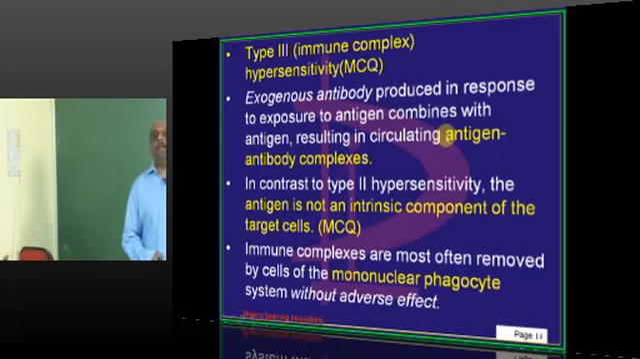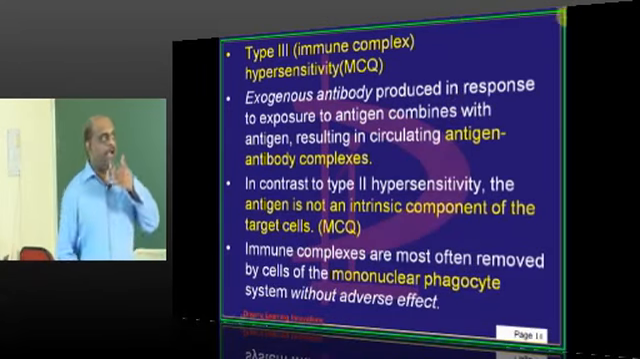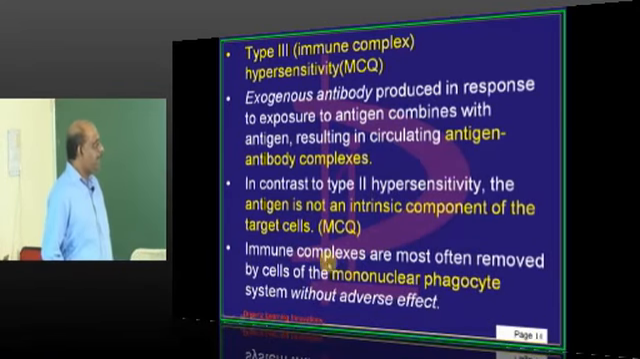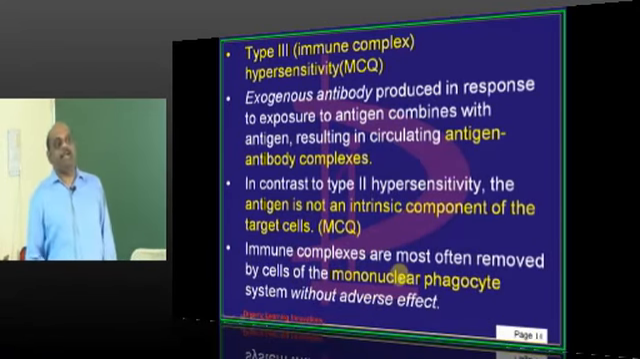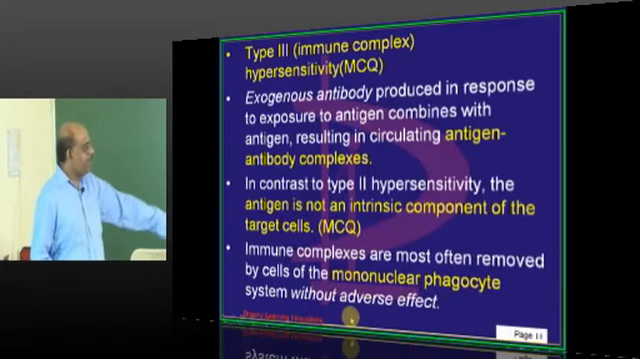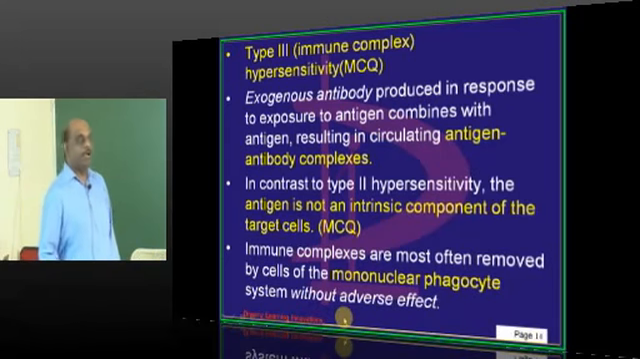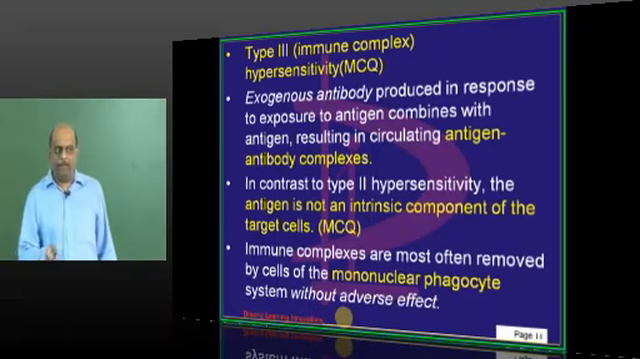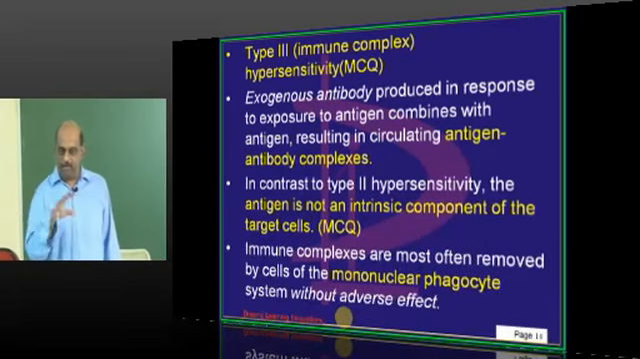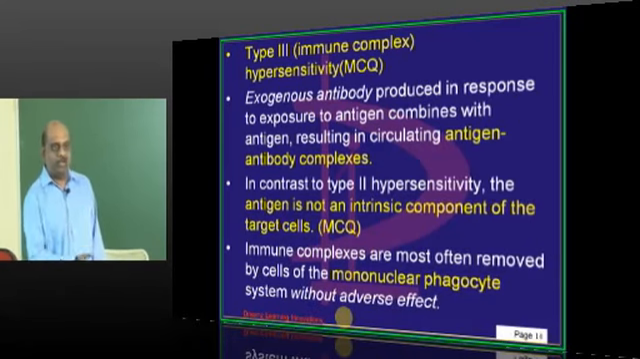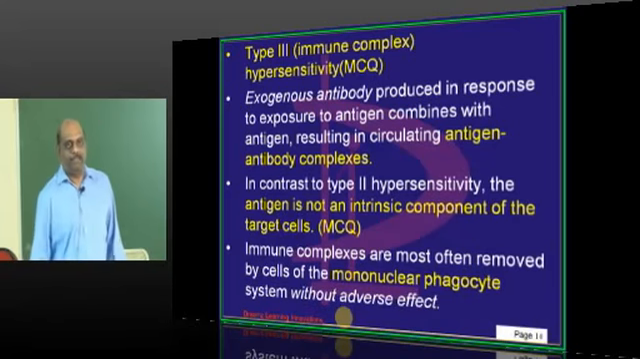Then type 3 hypersensitivity: antigen free, antibody free, they both met, they formed a complex, and the immune complexes generally are removed by the mononuclear phagocyte system. We have a mononuclear phagocytic system which will be patrolling 24 hours in our blood. Wherever it finds any immune complex, antigen antibody complexes, immediately it will catch it and take it to the spleen, the reticuloendothelial system, and try to ward it out of the body.